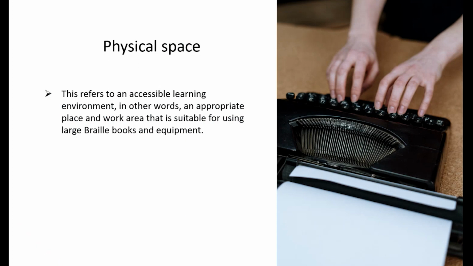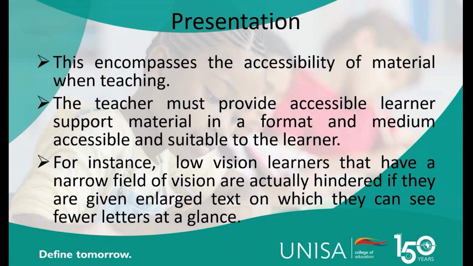The second one is the physical space. This refers to an accessible learning environment, in other words, an appropriate place and work area that is suitable for using large braille books as well as equipment. The third aspect is presentation. This encompasses the accessibility of material when teaching. The teacher must provide accessible learner support material in a format and medium accessible and suitable to the learner.